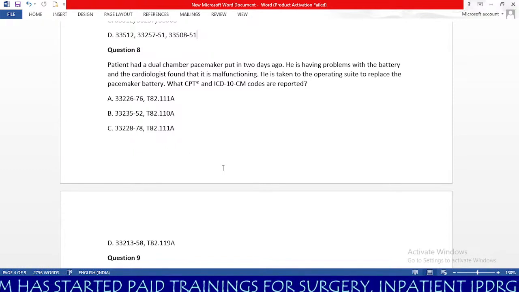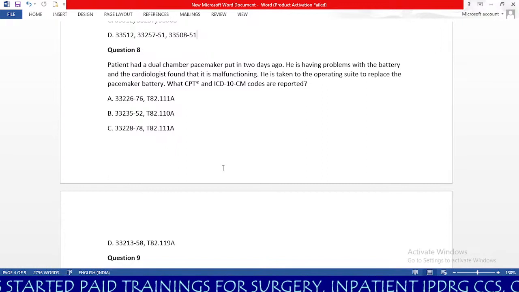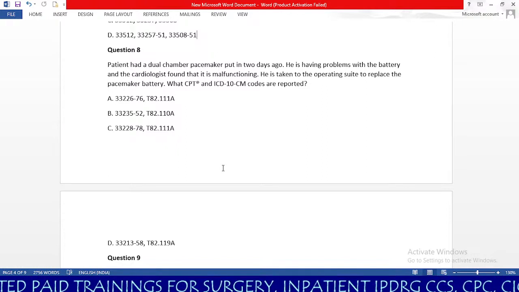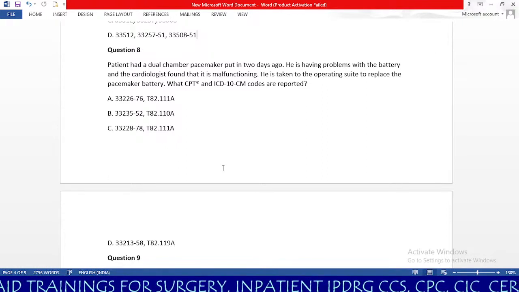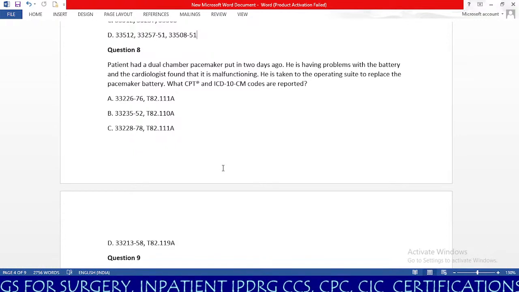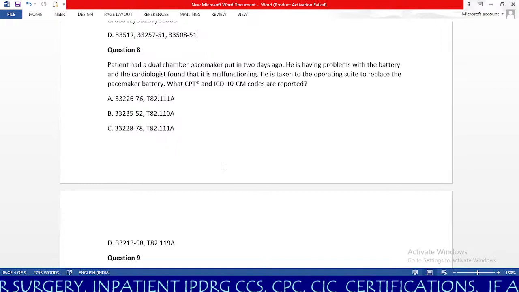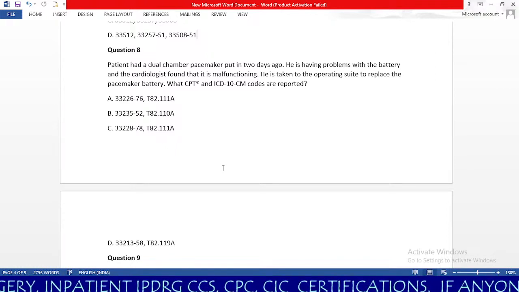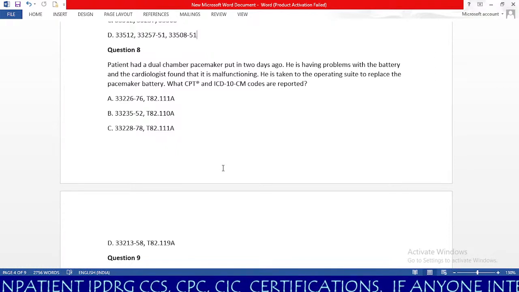So here you just need to try on only ICD-10-CM, sorry, CPT codes. You need not worry about the ICD-10-CM. But if you want to eliminate the codes and you are familiar with ICD-10-CM, you can try along with ICD-10-CM also. It's not a problem.